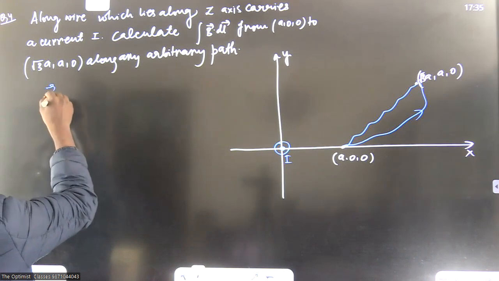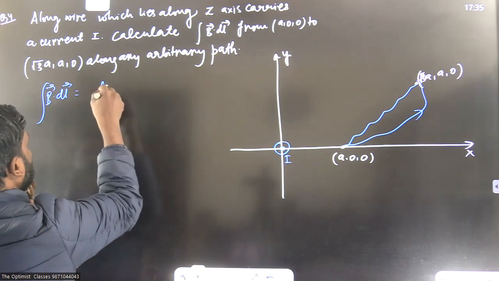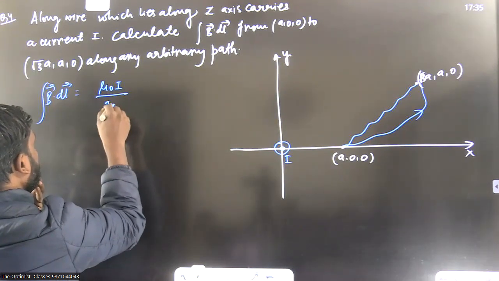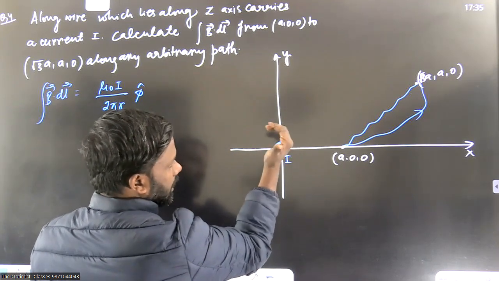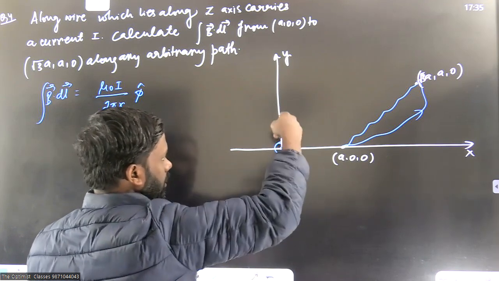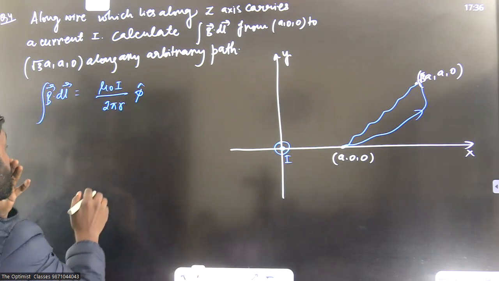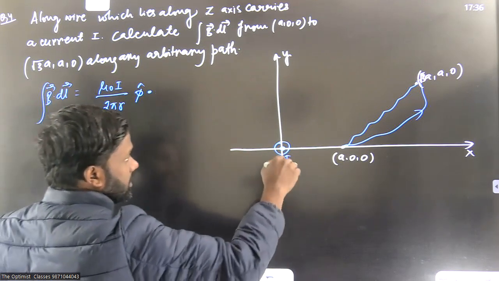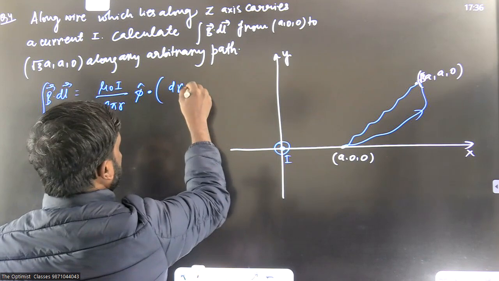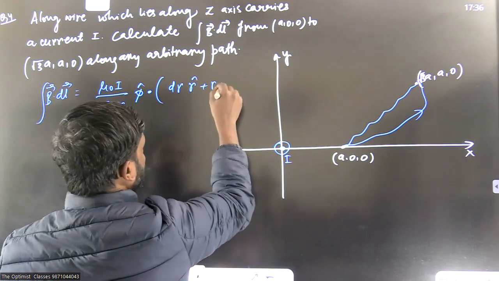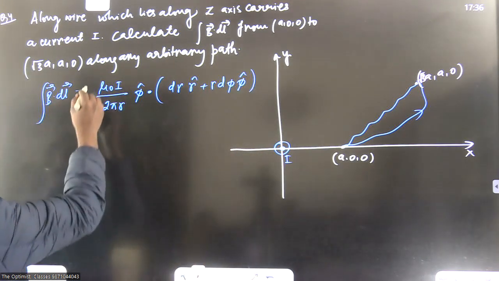See, B dot dl we can write as it is. B can be written as mu naught I upon 2 pi r phi cap, because the long wire is along the z-axis. If you put your thumb like this, the magnetic field lines are circular, turning anti-clockwise, so the magnetic field is along phi cap. Now dl: this path is on the xy plane, so dl on the xy plane can be written as dr r cap plus r d phi phi cap.